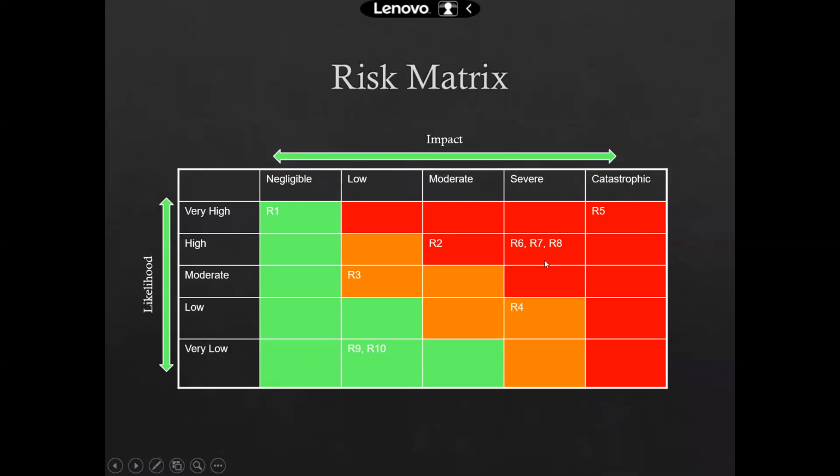So this R5, R6, R7, R8, R2, these are potentially the highest risks for the time being. And we need to deal with these risks and mitigate them immediately. Then it's R3 and R4. Now these two risks have a medium risk, which can potentially have a medium impact on our business. So we can deal with them after we have dealt with the risks in the red.